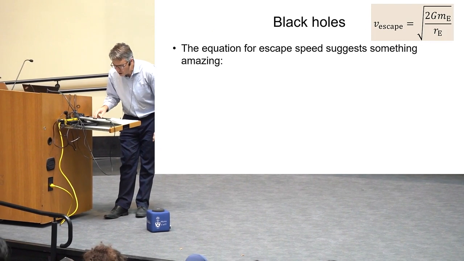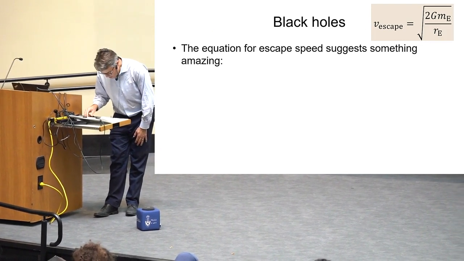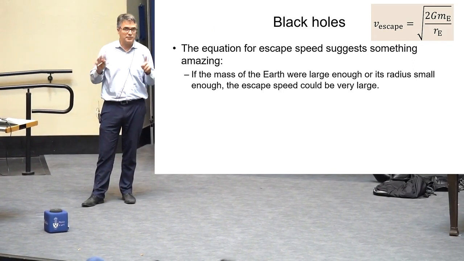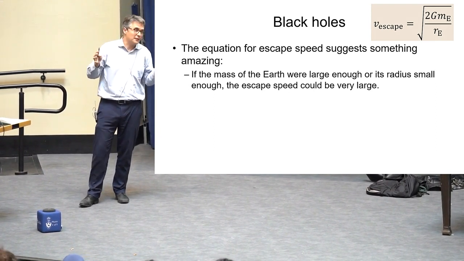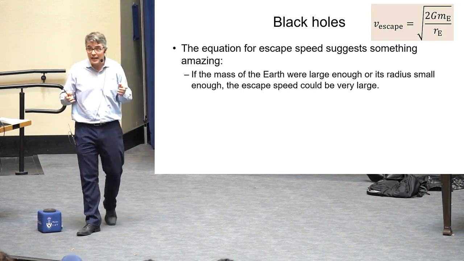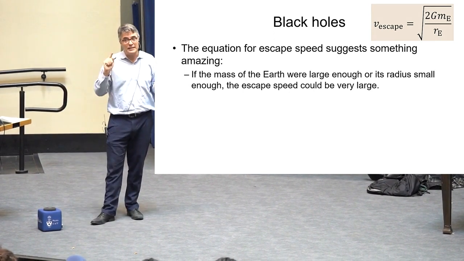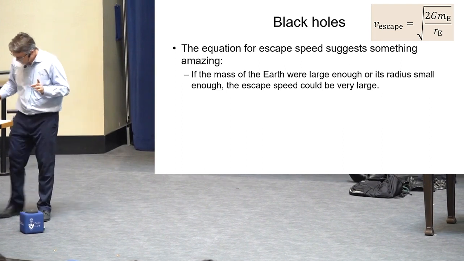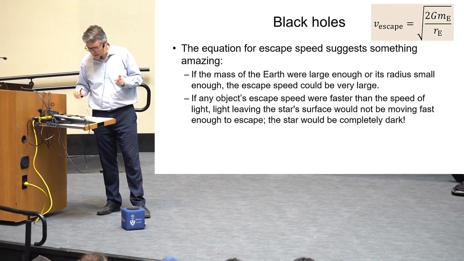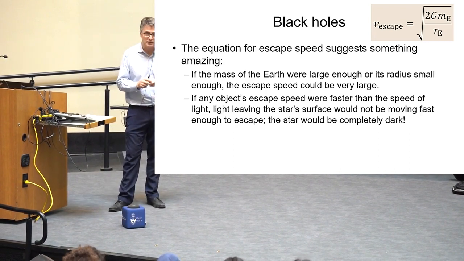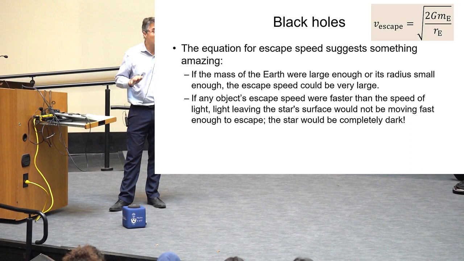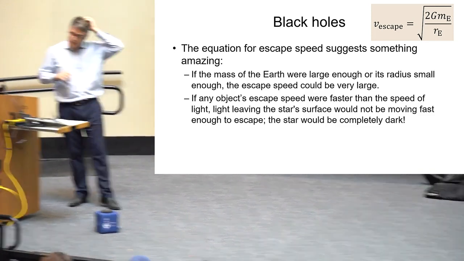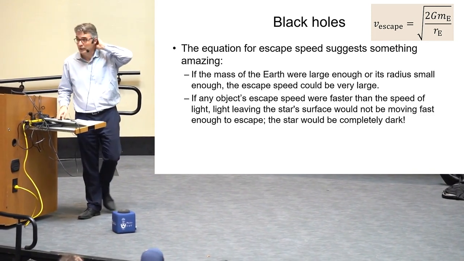There's also something interesting about this equation: you can change the mass or the radius of a planet to make this escape speed any speed you want. If you were a theoretical physicist like Einstein, you might change it around until you get the speed of light, because in special relativity, nothing can go faster than the speed of light. That's an important constraint in physics. So if a planet's escape speed was faster than the speed of light, then nothing, not even light, could leave that surface and escape out to infinity. We call that a black hole. The star, or the planet, would be completely dark.